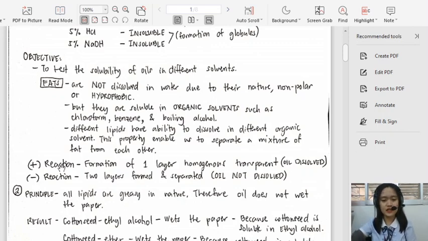Okay, next, negative reaction naman if it forms two layers or heterogeneous yung inyong solution. Okay? So, separated yung oil from the solvent. So, meaning the oil is not dissolved.